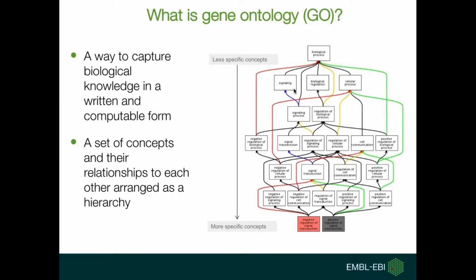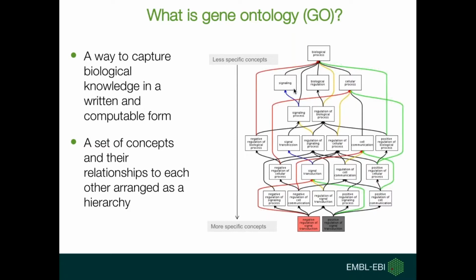What GO stands for is the gene ontology, and this is a way to capture biological knowledge in a written and computable form. What this actually means is that it's a controlled vocabulary that allows us to use the same vocabulary to describe a gene product, which refers to anything that is either a protein, an RNA, or a protein complex, in the same terms between species, allowing us to make them comparable. And these vocabulary terms or concepts are arranged in a hierarchy, and they're all connected to each other through a series of relationships.